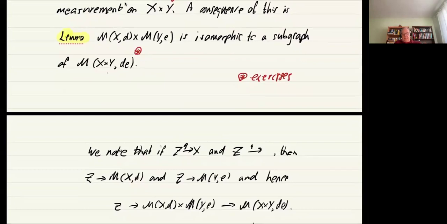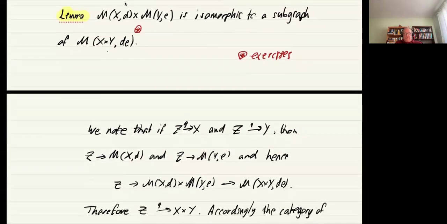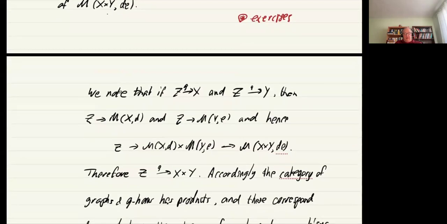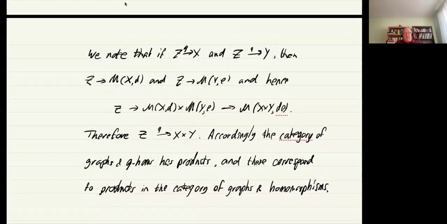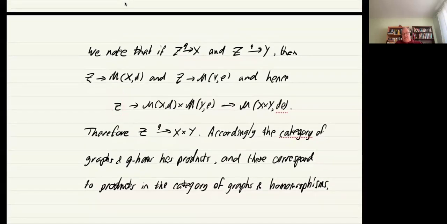So if we have quantum homomorphisms from Z to X and Z to Y, then we have graph homomorphisms from Z to the measurement graph M_X^d and to the measurement graph M_Y^e. And so we have a graph homomorphism in that case from Z into the direct product of those two things, which in turn gives you a homomorphism into this graph. And so you've got a homomorphism from Z into a measurement graph of the direct product of X and Y. And so therefore there's a quantum homomorphism from Z into X times Y.